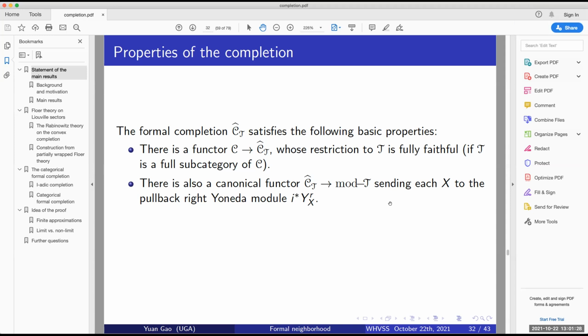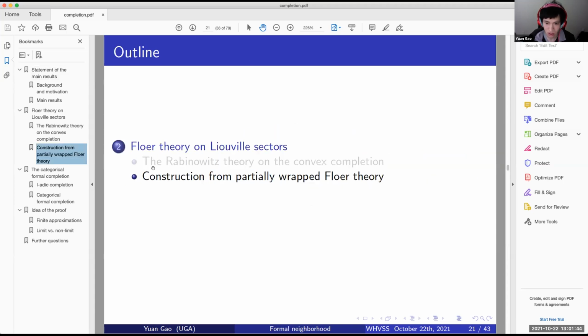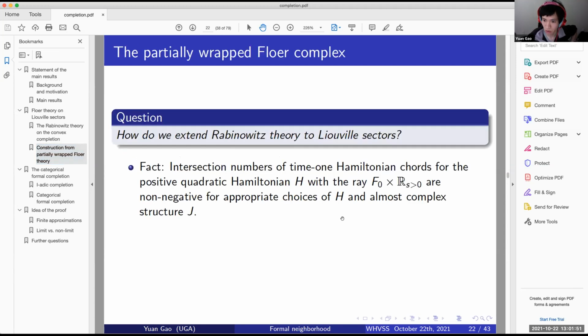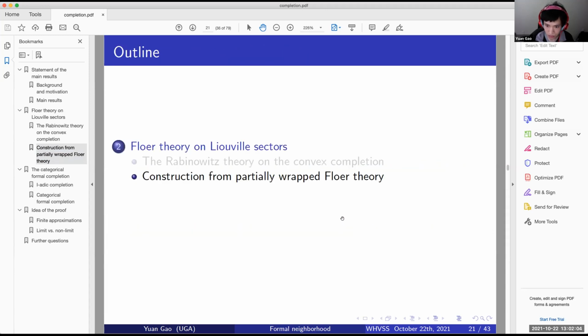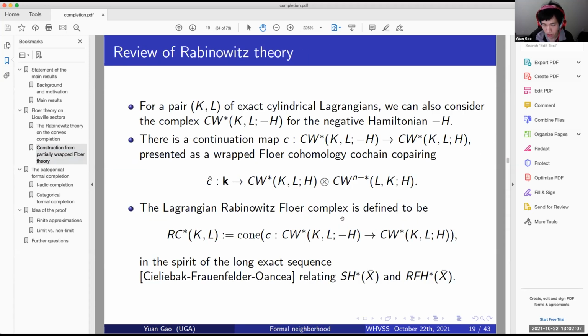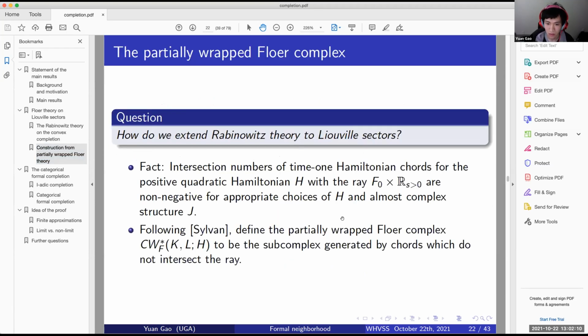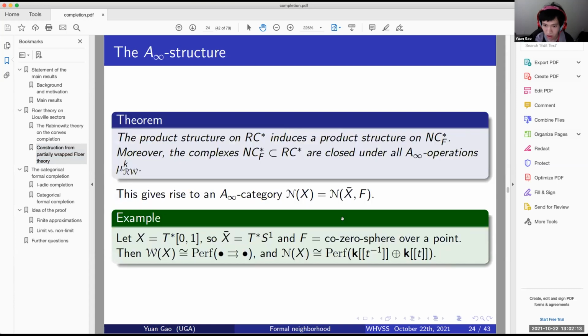I have a quick question. What is the category N of X bar F? Could you explain that? Okay, so I define some Floer complex to be some mapping cone. It's a mapping cone from the complex computing wrapped Floer homology to the partially wrapped Floer complex. That's the morphism. And then in fact, you can just look at the A-infinity structure on the bigger mapping cone, which is the reverse Floer complex. And this is a subcomplex of that. And in fact, the A-infinity structures restrict. And that's it.